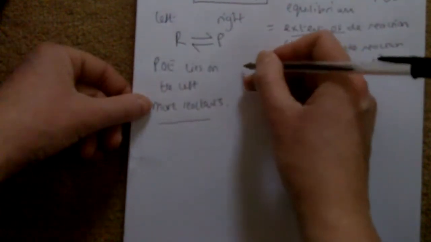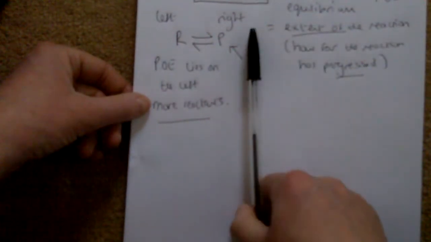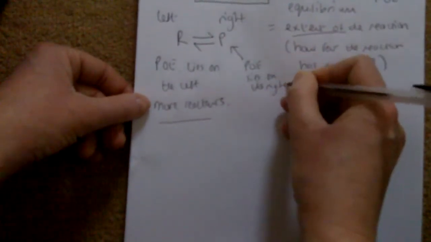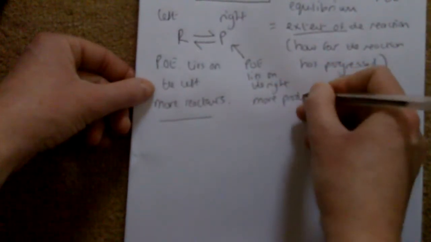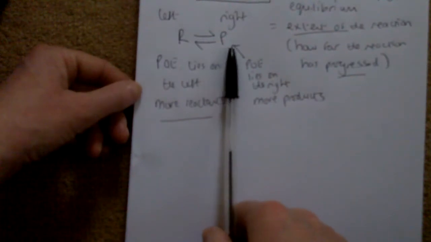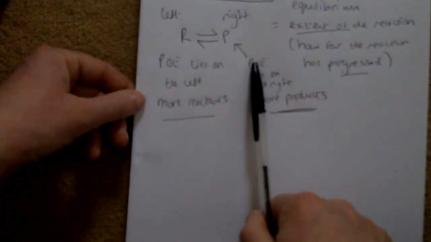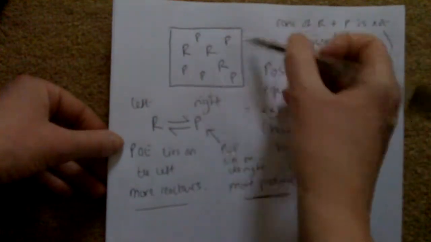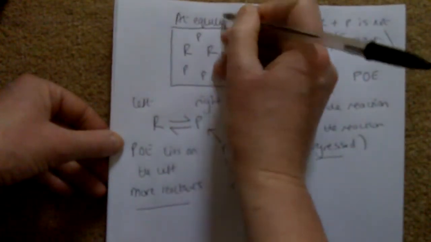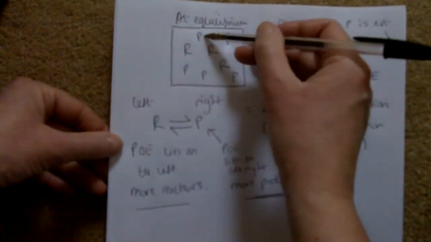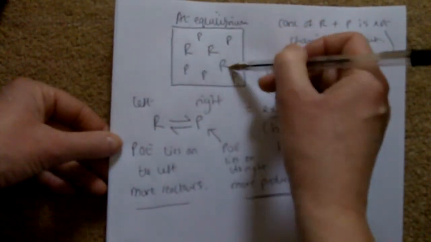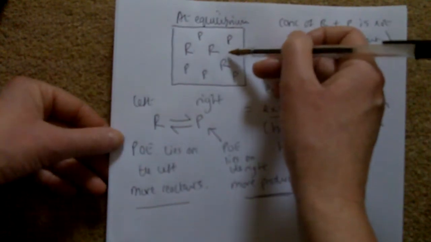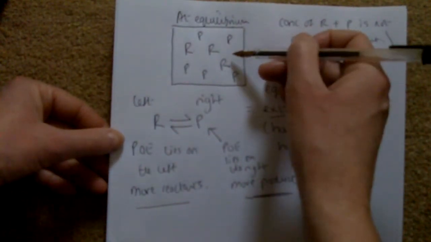If the position of equilibrium lies on the right, that means that there's more products in the container, and that's a better reaction because you want products. That's the whole point of doing a chemical reaction. So you want the position of equilibrium to be on the right. In this example, at equilibrium, there are 5 products and only 3 reactants. There is a higher concentration of products, so I'd say the position of equilibrium lies on the right.